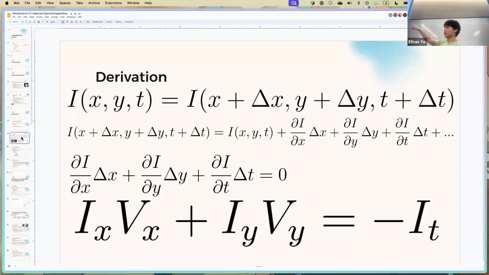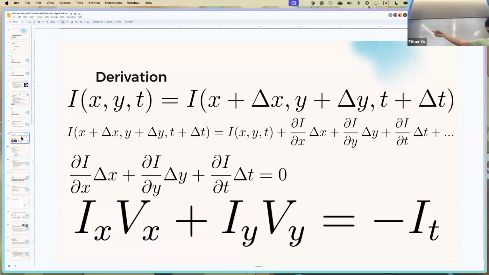Initially it's x, y, t, but after delta t time steps and after a change in x and a change in y, if they're the same pixel, their brightness or intensity should still be the same, right? Because they're the same thing. So that's where we get the first line from. Everybody gets that, right? Okay. And then what is the right hand side?